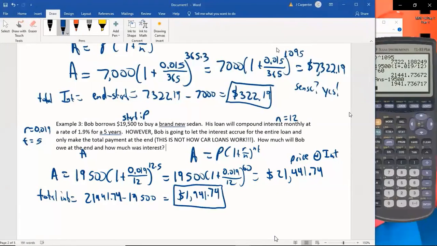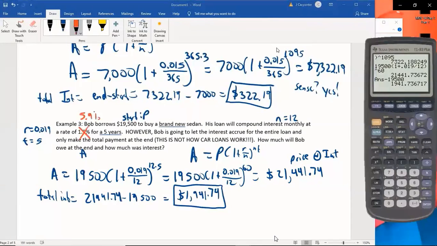If you make this instead of a 1.9% loan, let's change this. I'm not going to show every single layer of detail. I'm just going to say, what if this had been a 5.9% loan? So I can go back to this previous problem. I can just hit second enter twice to call back that formula, and I'm just going to change the 0.019 to a 0.059. So this is a significantly higher loan. Maybe Bob's credit with his friend sucks, so now he's got to pay a higher interest rate.